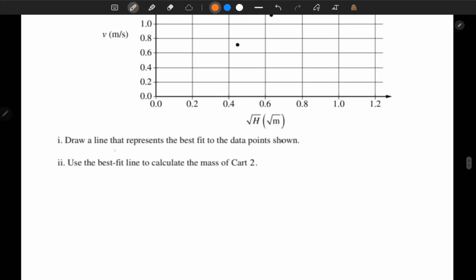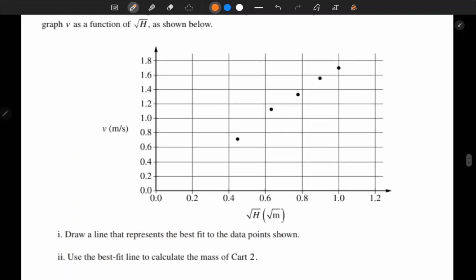For part 1, draw a line that represents the best fit to the data points shown. Well, a best fit line should have roughly the same number of points above the line as it does below the line. The line shown here is exactly what that is. As we can see, we have 2 data points below the line, 2 data points above the line, and this 5th point here is exactly on the line.